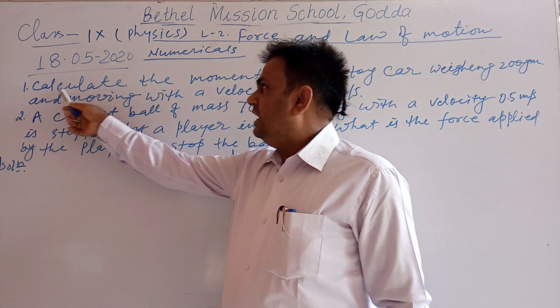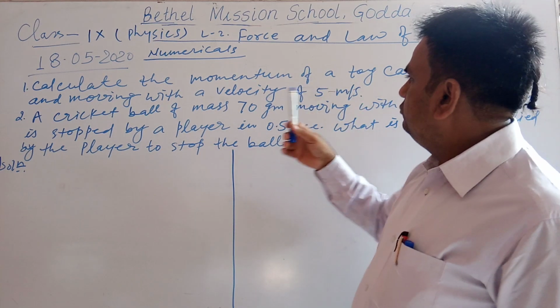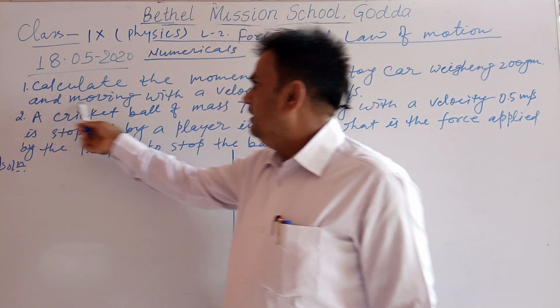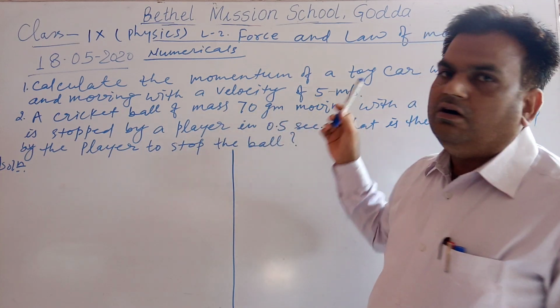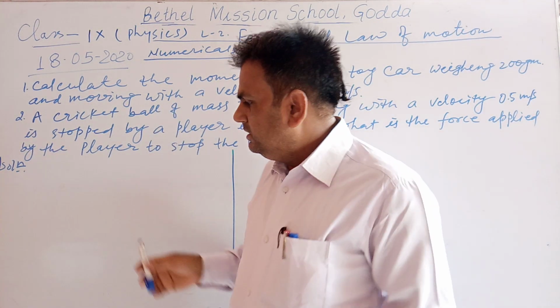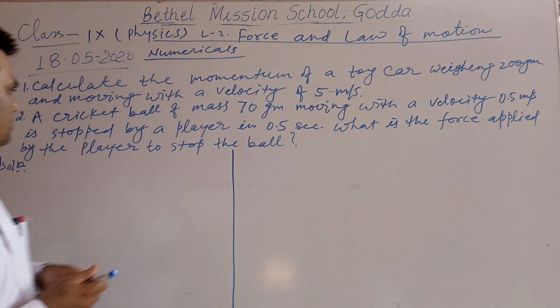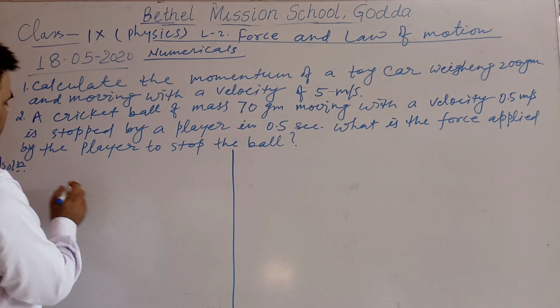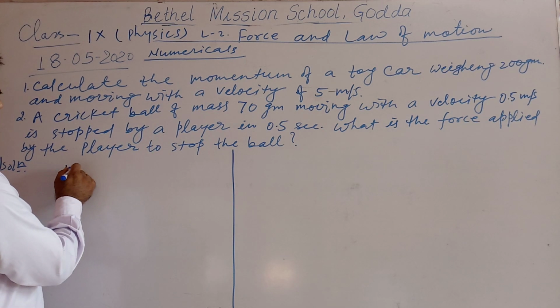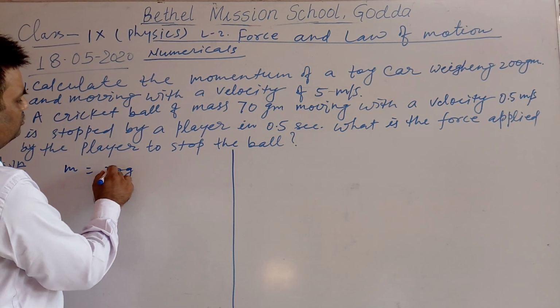The question is: calculate the momentum of a toy car weighing 200 gram and moving with the velocity of 5 meter per second. Before solving the numericals, we will write the information given in the question. The mass is given as 200 gram.